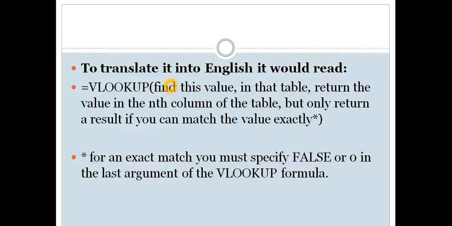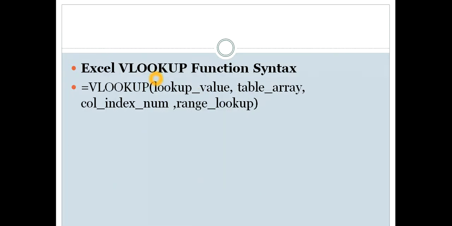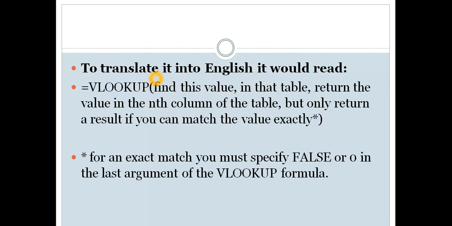Now, if we look at this syntax in our normal English, then we can say VLOOKUP finds this value, meaning which value we need to find, and then in that table, returns the value in the nth column of the table. Then if you want an exact match, there will be two options there. One is exact and another is approximate, right? Suppose I want an exact match. Suppose I'm looking for the value say 102, and that is to be found exactly, then we will put false, right? So that is the VLOOKUP syntax.